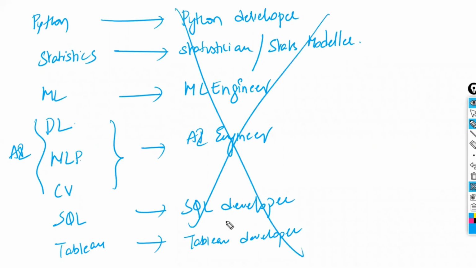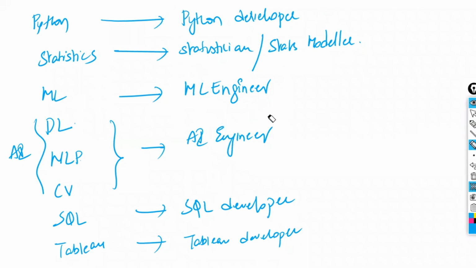There should not be any Tableau developer role. There should not be jobs on Tableau. There should not be jobs on SQL. There should not be any jobs on ML. There should not be any jobs on stats modeler. There should be jobs only on data science. Data scientist only, Python developer. Data scientist only, SQL developer. Data scientist only, Tableau developer. Then why create these roles separately in the IT industry?